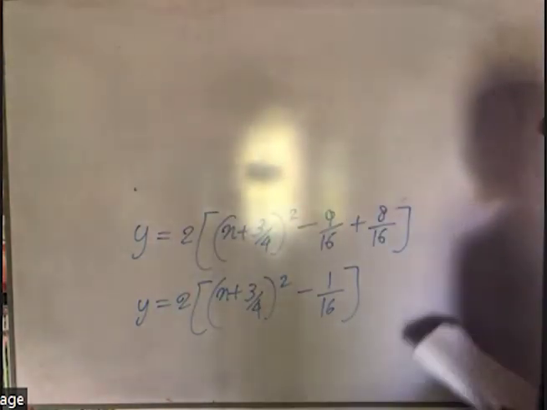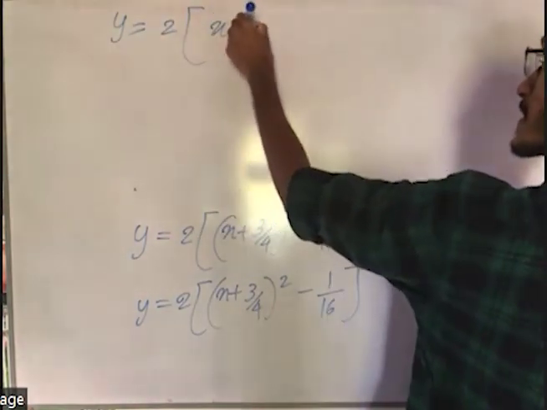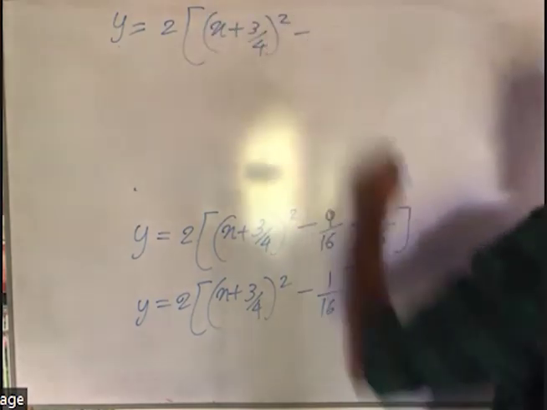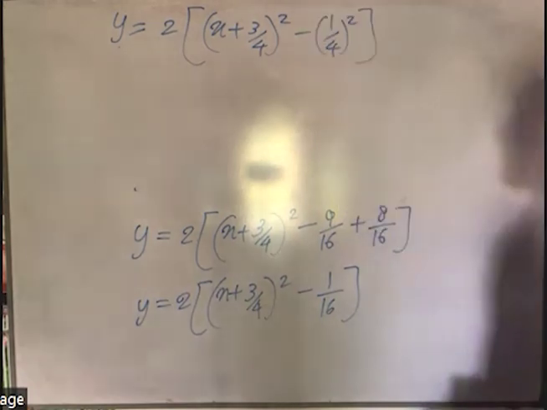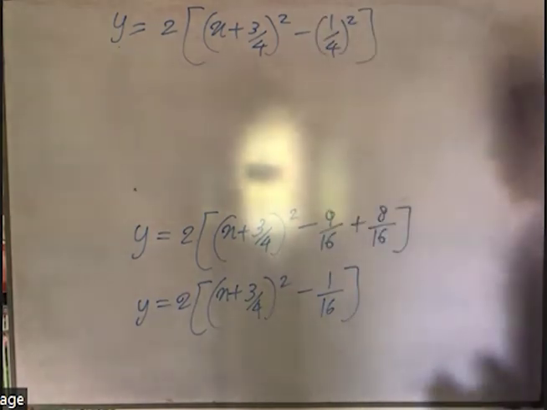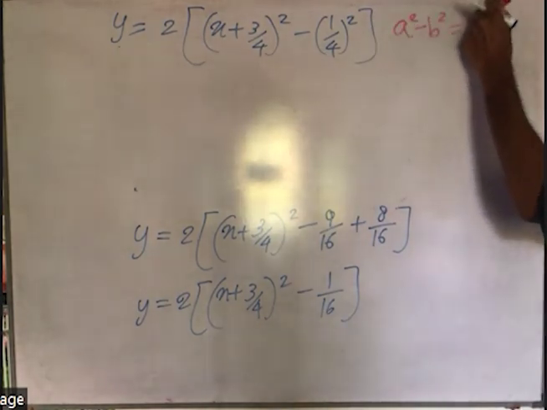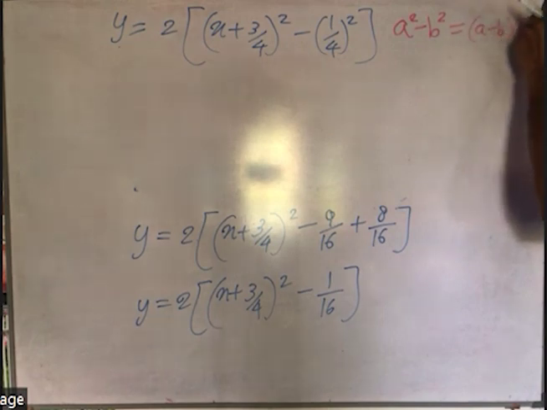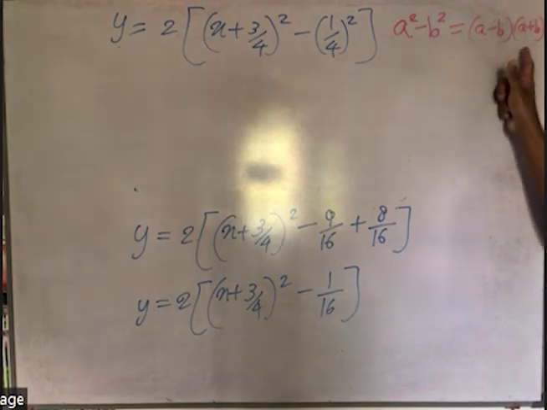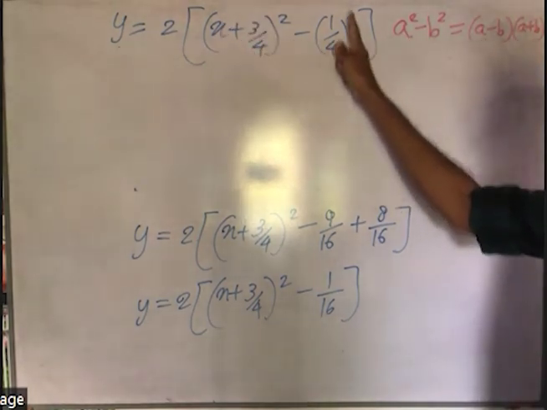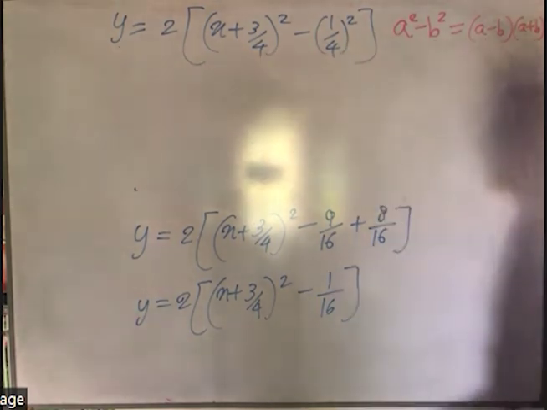We can write down this one, y equal to 2 times (x plus 3 over 4) whole square minus 1 over 16, which we can write as (1 over 4) square. Now we have a difference of two squares. We know that a square minus b square equals a minus b into a plus b. Here we have a complete square minus another complete square.